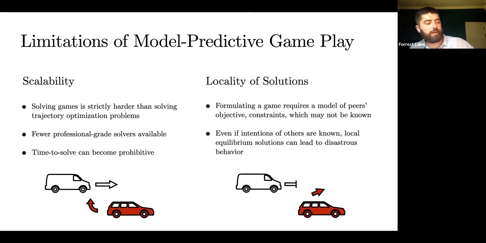And so that's just one aspect, but two is that there are fewer professional grade solvers out there designed to solve these games. These mathematical games are just a less common problem formulation than the trajectory optimization counterpart. And what that means is, if you have these optimization problems, there's lots of really good, high quality software that you can either download for free or license, depending on what your needs are.